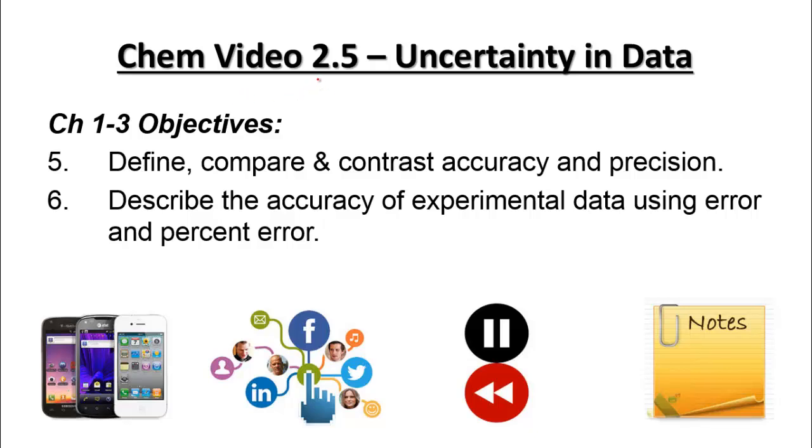Alright, welcome back in Chemistry Video 2.5, looking at the uncertainty of data. Main objectives are to define, compare, and contrast accuracy and precision, and then to be able to describe the accuracy of your experimental data using percent error.